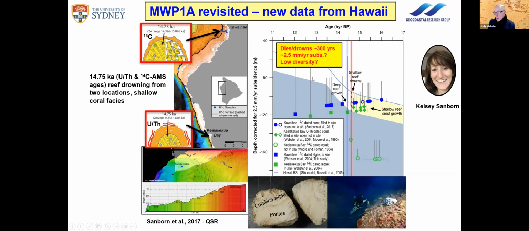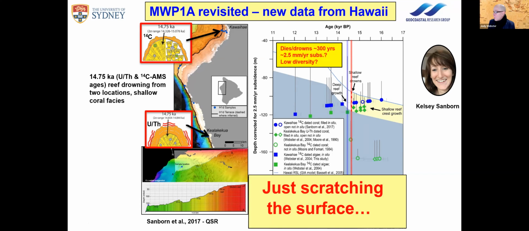And again, really, just at this stage, we are literally just scratching the surface. So the next step is to try and look at obviously recovering cores from beneath these structures.